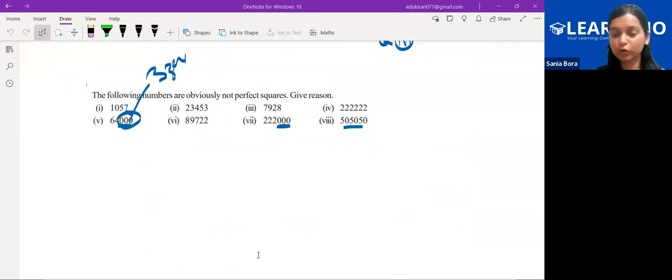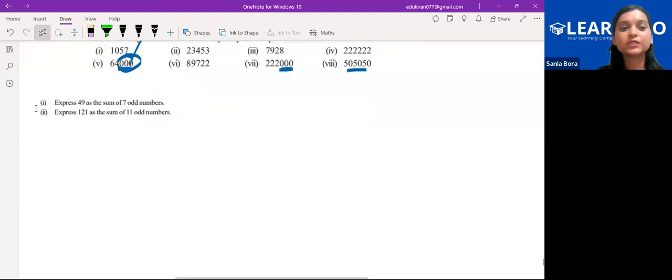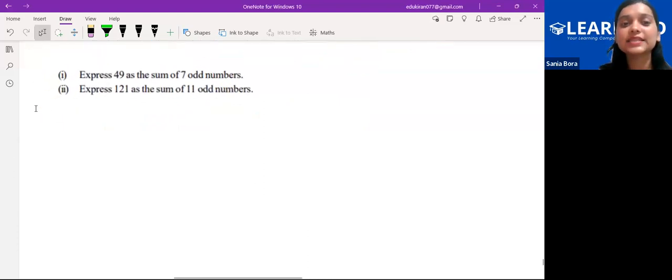Now we are going to start a new concept today. Anyone of you has any idea how would we do this? So tell me, others I'll tell you. This one: express 49 as the sum of 7 odd numbers. And the second question is express 21 as the sum of 11 odd numbers. Like we add seven times, we get 14.